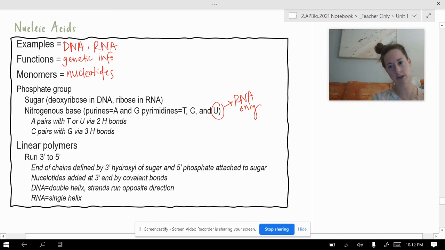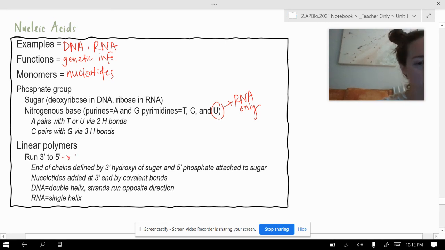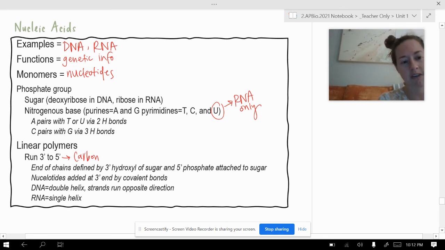DNA and RNA are linear, so they twist, but they don't fold up into a blob like a protein does. They always run in the direction of 3' to 5'. And when I'm talking about prime, that's related to the carbon. Because of the way these are set up with their sugars, they have 5 carbon sugars, which means that each carbon can be numbered 1, 2, 3, 4, 5. The direction that's facing upwards tells you the orientation. I'll show you a picture in a sec.